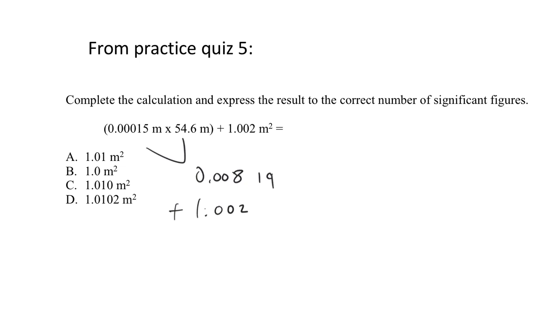So what do you guys think? A few of you might still be working, but anybody think it's A, B, C? That's the right answer. So C is the right answer. So when we look at 0.00015 times 54.6, only 2 sig figs here. So that one would be 0.0082 if we're writing the result of that calculation. And then plus 1.002, we line up the decimal places. We go to the higher quantity decimal place.